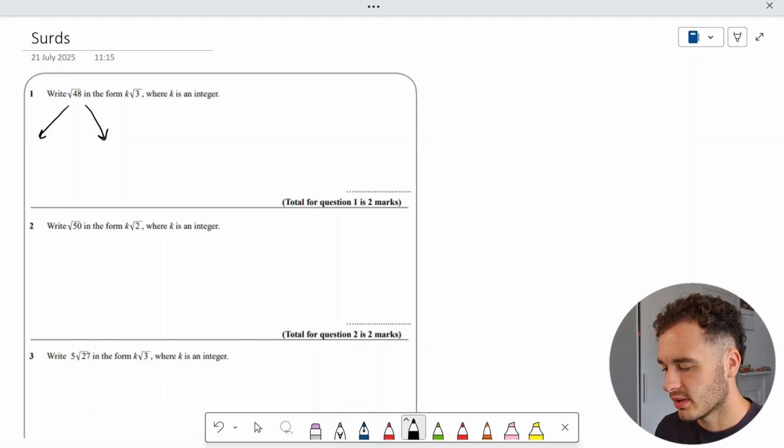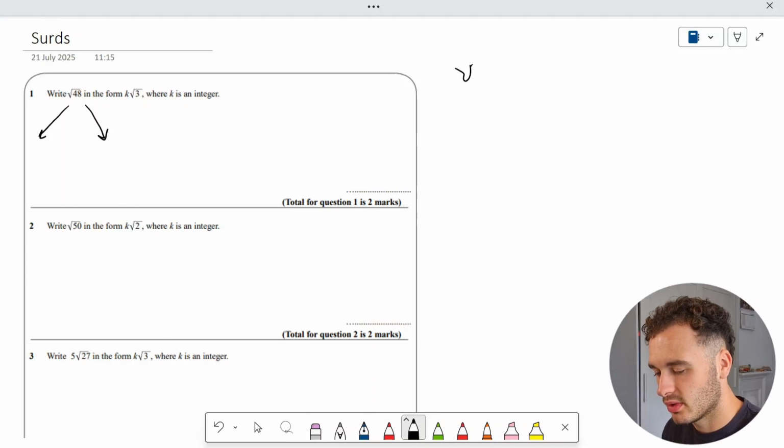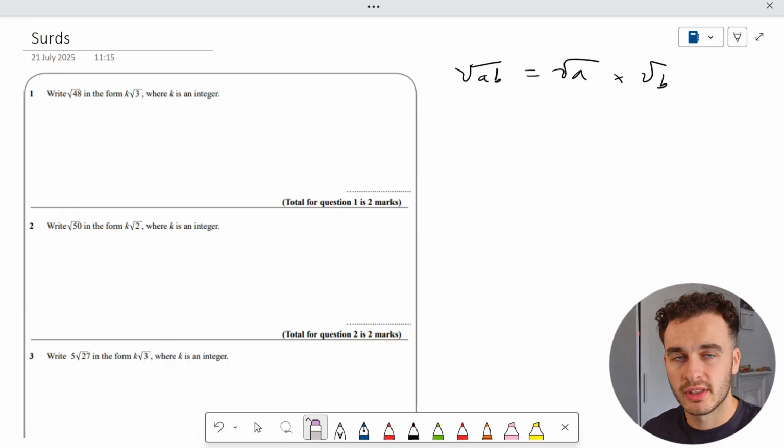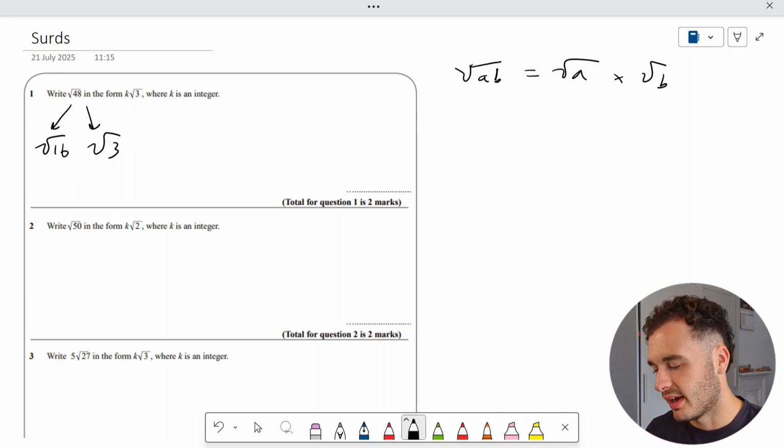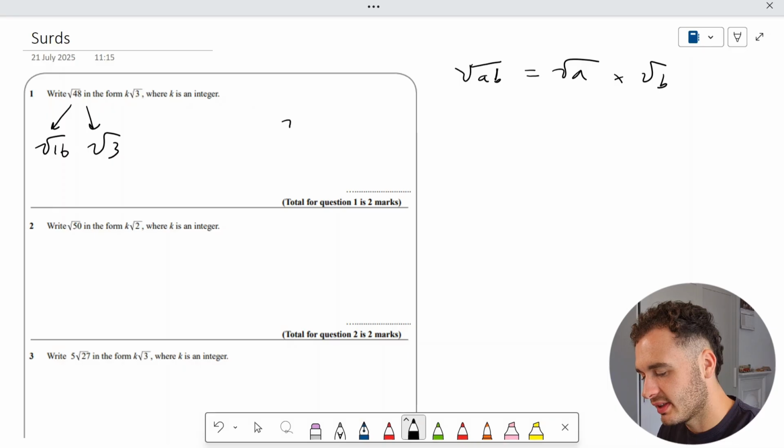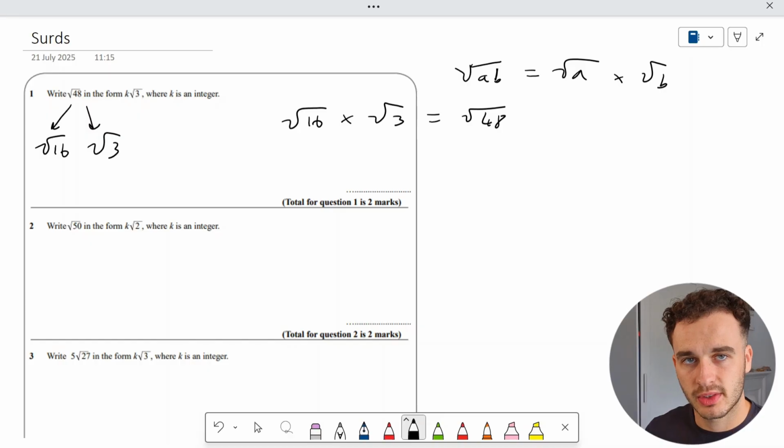So how surds work is we can multiply two surds together. So say root AB, this is the same as root A times by root B. So understanding this rule, we can split up root 48 into root 16 and root 3. And the reason why I've done that is because root 16 times by root 3 equals root 48. So that's the same thing, I've just split them up into this format.